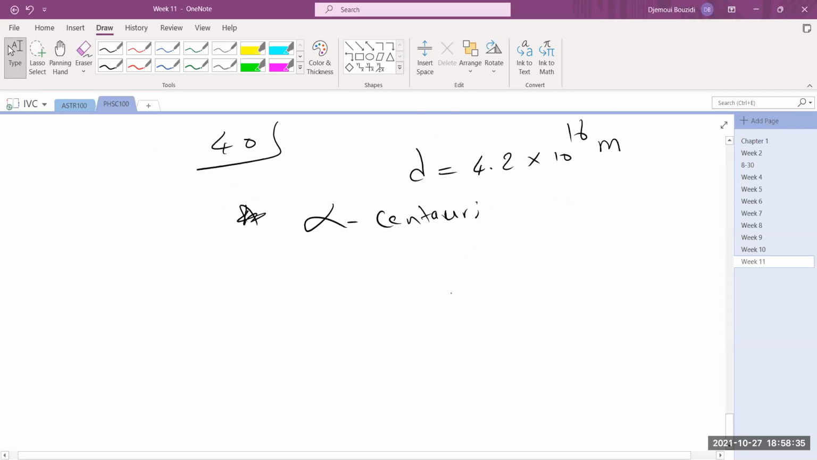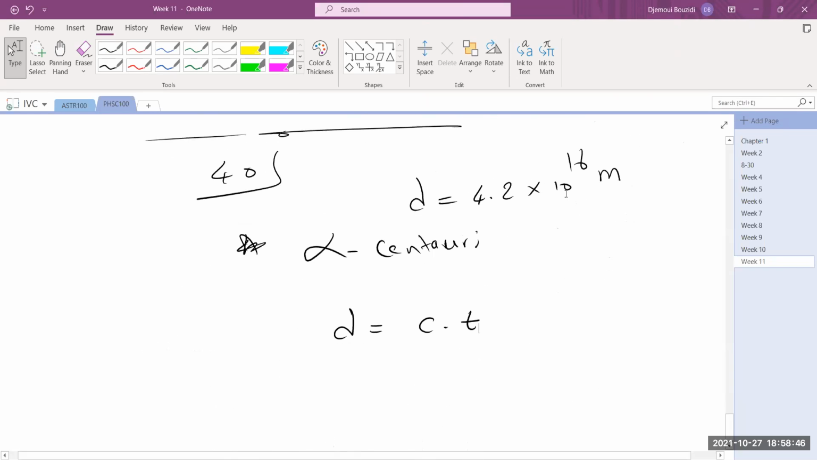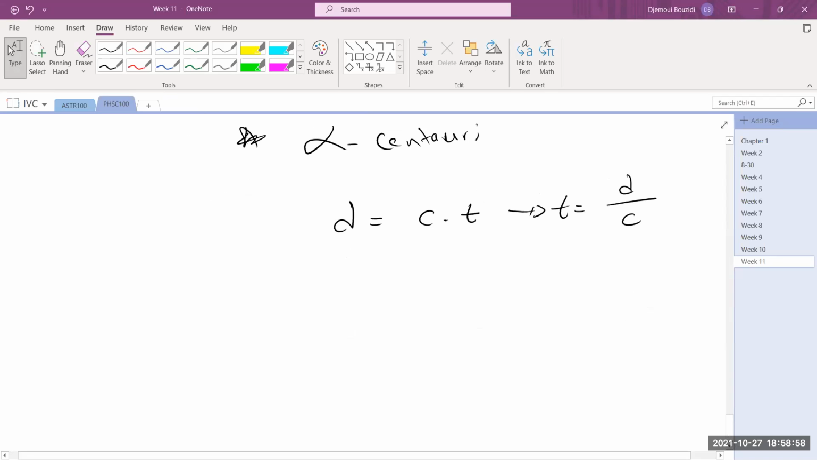It's very easy. All we have to do is use distance equals speed times time. It's the same formula as here. So we're going to find the time, which is equal to the distance divided by the speed of light. This is light. If somebody sends you a signal, they have to send it as light. They're not going to send you a phone call, and they're not going to scream from there. You're not going to hear them because sound does not travel through a vacuum, but light does.